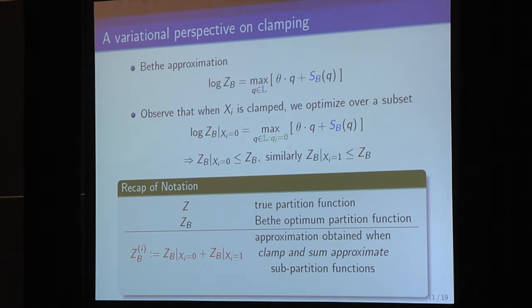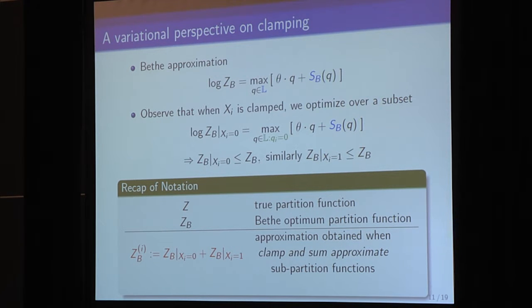So now let's look at a variational perspective on clamping. We have the beta approximation that we defined before, and just make this simple observation that when variable xi is clamped to a value, we can think about that as doing the same optimization, but over a subset. So log ZB conditional on xi equals 0 is the maximum of the same thing, but here we're constraining to one particular slice where the singleton marginal of variable xi is set to 0. Because we're maximizing over a subset, of course, the value is going to be upper bounded by the unconstrained maximum. So ZB conditional on xi equals 0 is upper bounded by ZB. And similarly, if we condition on xi being 1, we have the same upper bound.